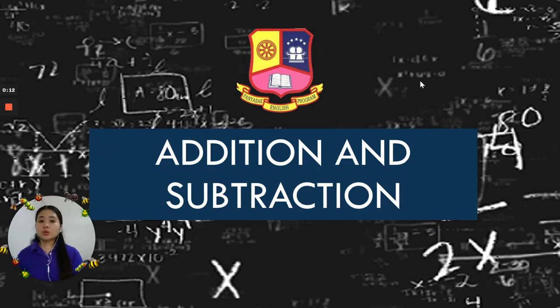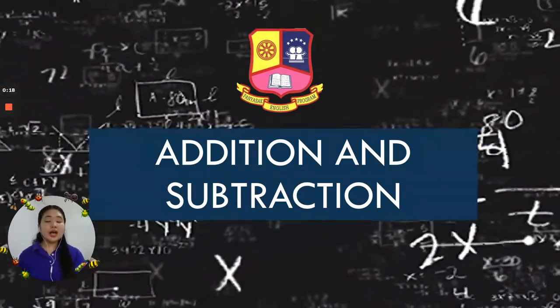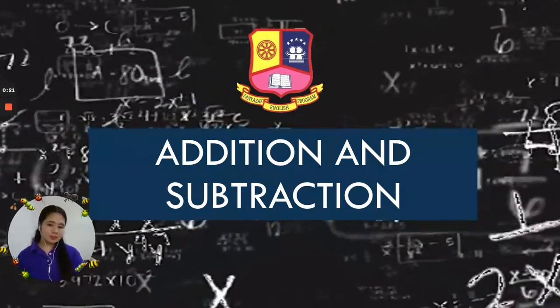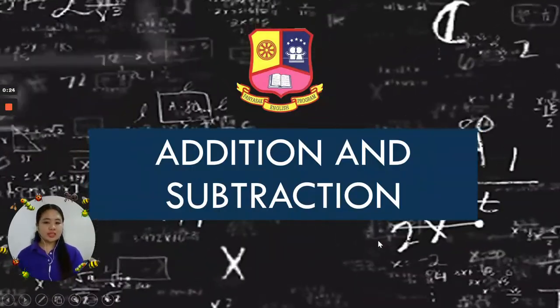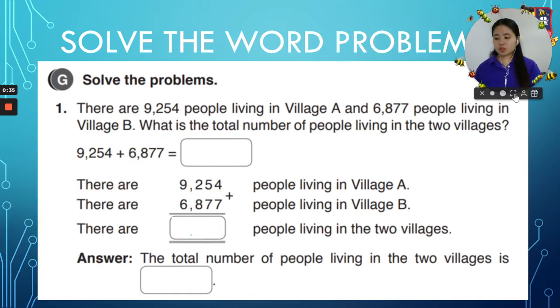Today our topic is still addition and subtraction within 100,000. Okay, so let's proceed. Last meeting I didn't give you any homework. Today we will continue on the word problems on page 18 of your math workbook. Solve the word problem on letter G. Let's go now to number 1.